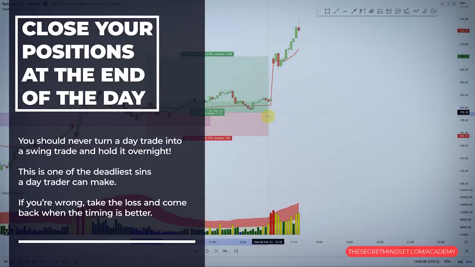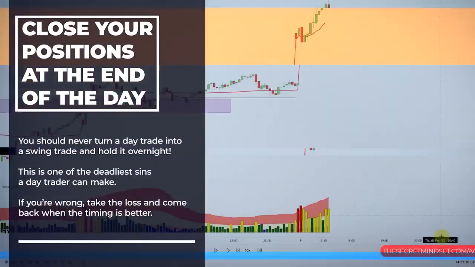You need to change your mindset. Think about it. You can always get back in, but it's hard to recover from a big loss. So if you're wrong, take the loss and come back when the timing is better.